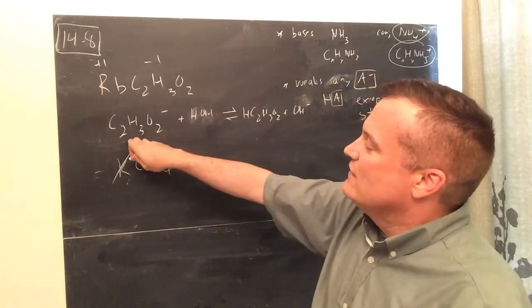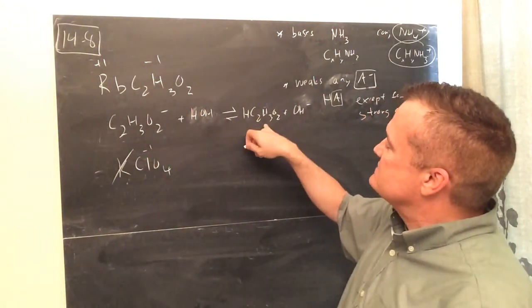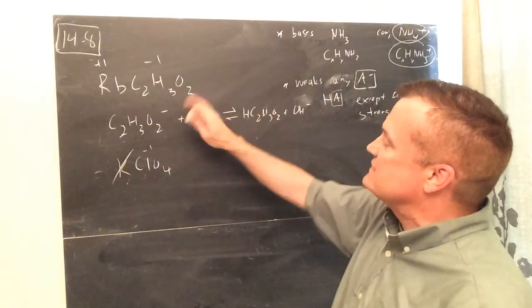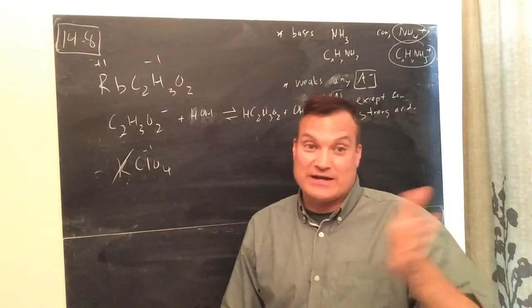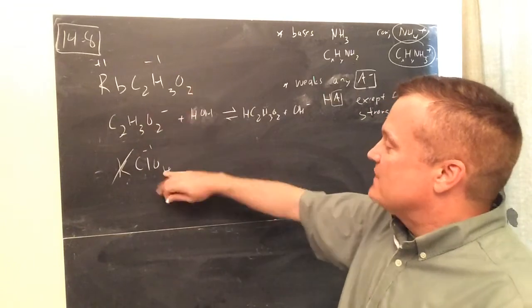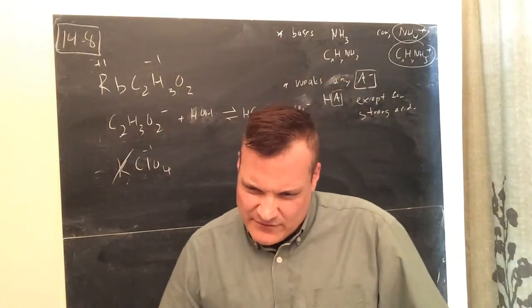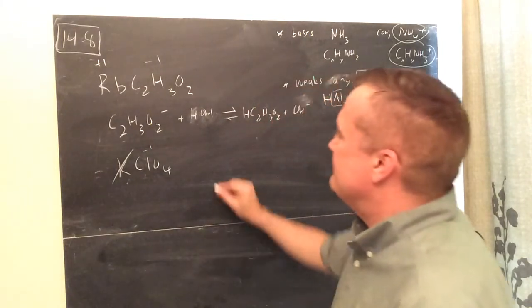And you really are. Acetate breaks the H off of water to make acetic acid, and then the OH is left over. It split the water, hydrolysis, breaking up water. ClO4 will not do that because it comes from a strong acid, so it will not affect. All right. The next one says KClO3.